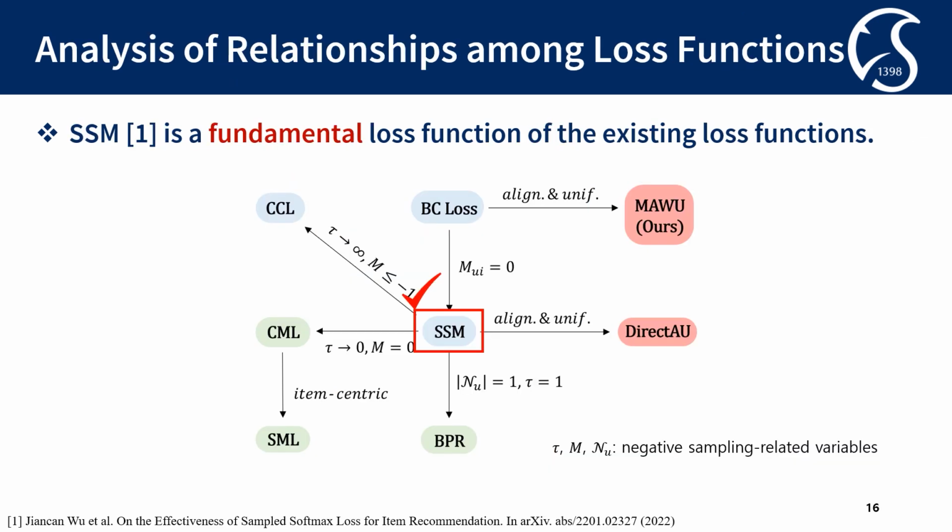Here is a more detailed drawing of the relationship diagram I showed you before. The detailed mathematical proof is omitted for time constraint. Please refer to our paper. The key loss function here is SSM because it can be mathematically transformed into each loss function. In the relationship diagram, you can see some variables like tau and m. They are negative sampling related variables. If we adjust them, we can obtain other loss functions.